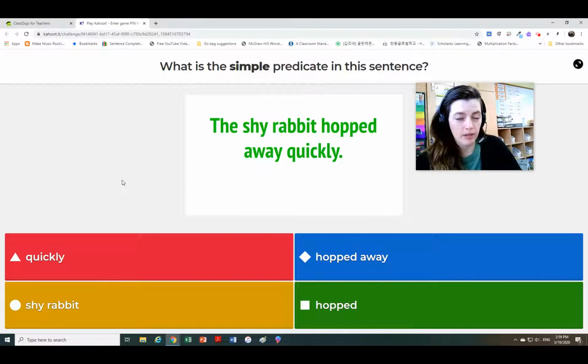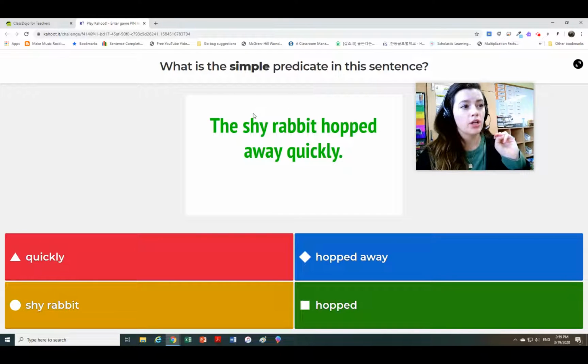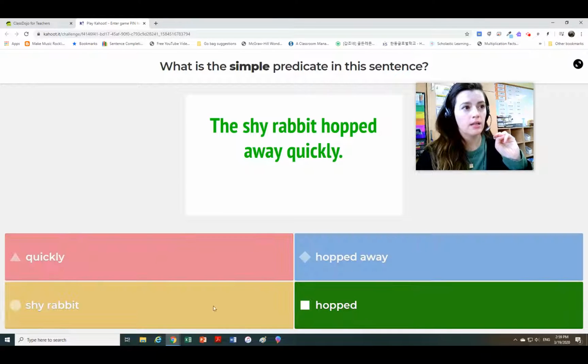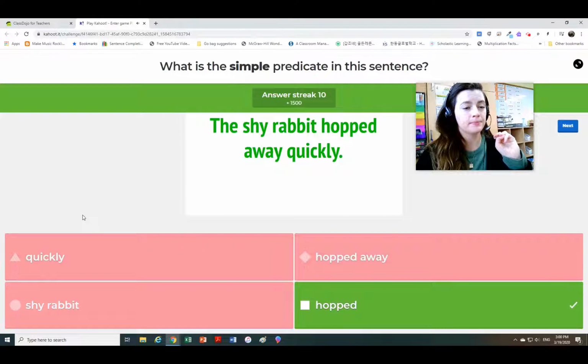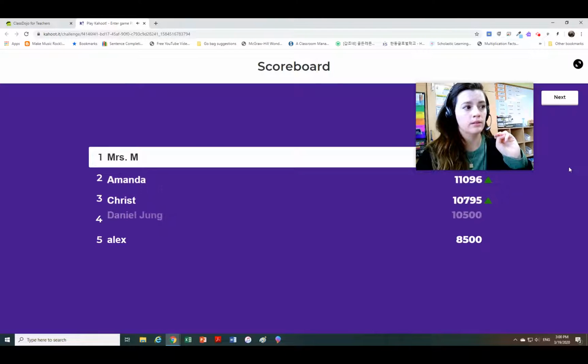Okay, pause your video if you need more time. I'm going to give you the answer. 3, 2, 1, hopped. The shy rabbit hopped away quickly. So the rabbit is the simple subject, hopped is the simple predicate. All right, let's keep going.